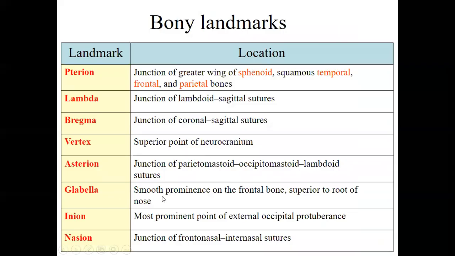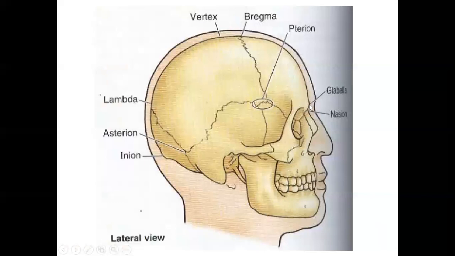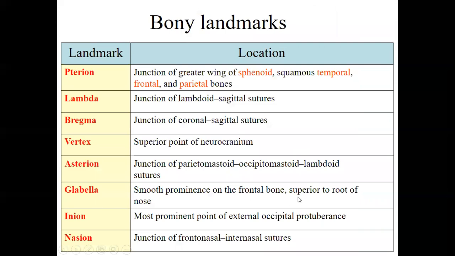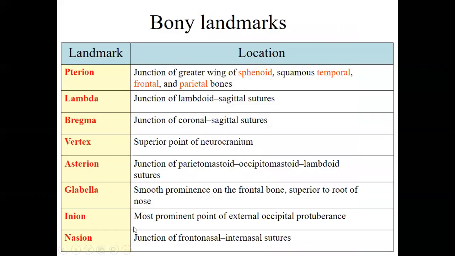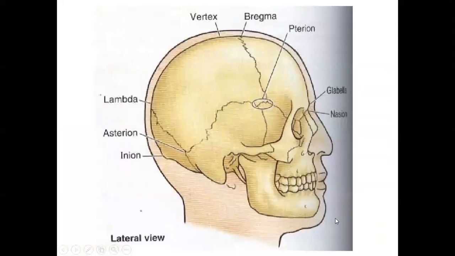And then glabella is a smooth prominence on the frontal bone. So this is the glabella, the smooth prominent part of the frontal bone, superior to the root of the nose. So you can see here, this is the root of the nose, and superior to the root of the nose. And inion is the most prominent point of the external occipital protuberance. So this is the inion.